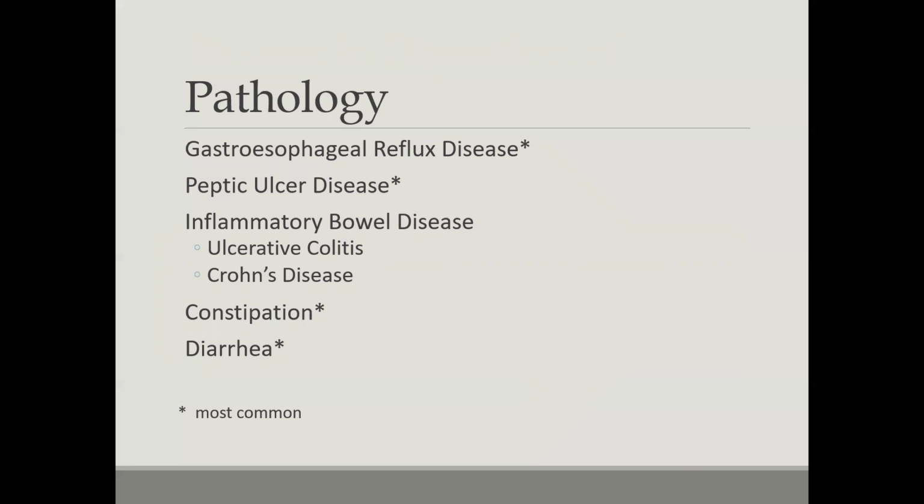Okay, so then we'll be talking about a couple different conditions. Gastroesophageal reflux disease, or GERD, is one of the most common ones. Peptic ulcer disease is also very common. Inflammatory bowel disease, or IBD, and IBS are different things, but they can have some overlapping. Irritable bowel syndrome and irritable bowel disease. Constipation and diarrhea. The ones with the little star or asterisk are the most common.